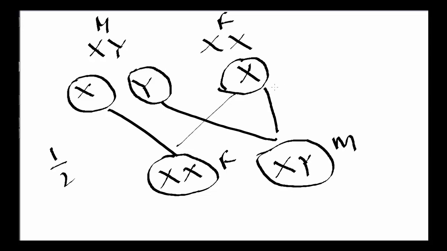So let us go through it again. Man has X and Y sex chromosomes. Woman has X and X sex chromosomes. In the sperm, these are divided. There are some sperms having the X chromosome, and some sperms having the Y chromosome.